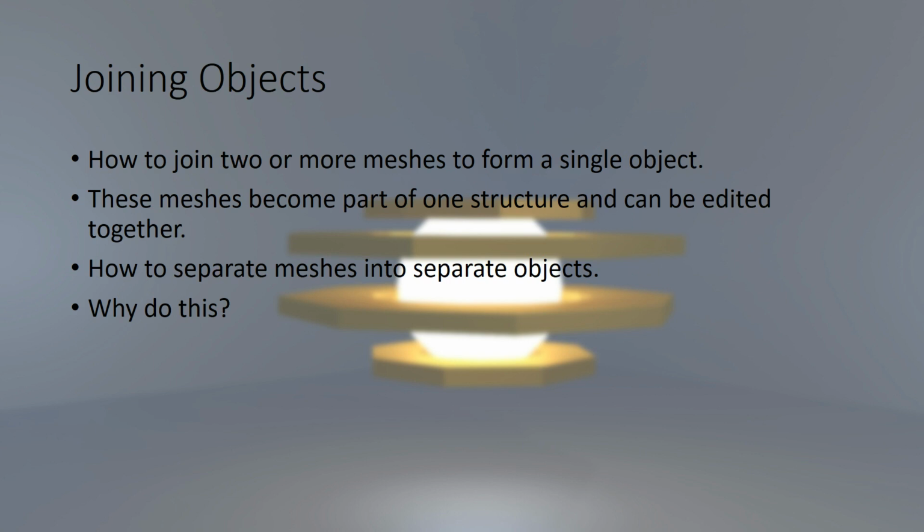In the last lecture, we learnt how we can join separate objects together to form a single object. But maybe if you've got a very complex object, you might want to work on one part of that object independently from the rest. So in this lecture, we're going to just show you how to separate one part of your object from the rest of it. So let's go into Blender.